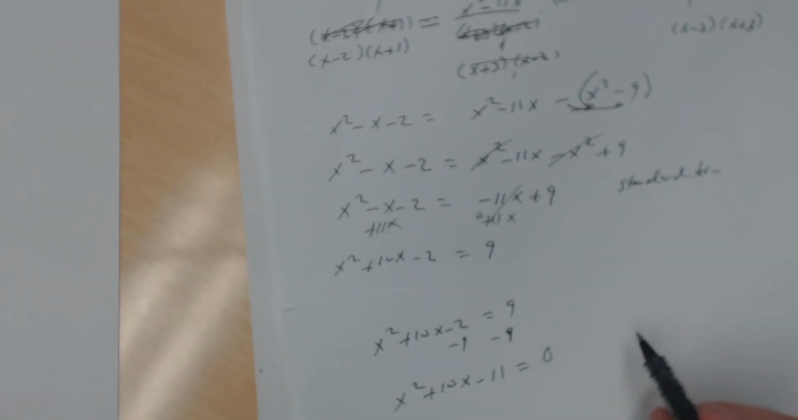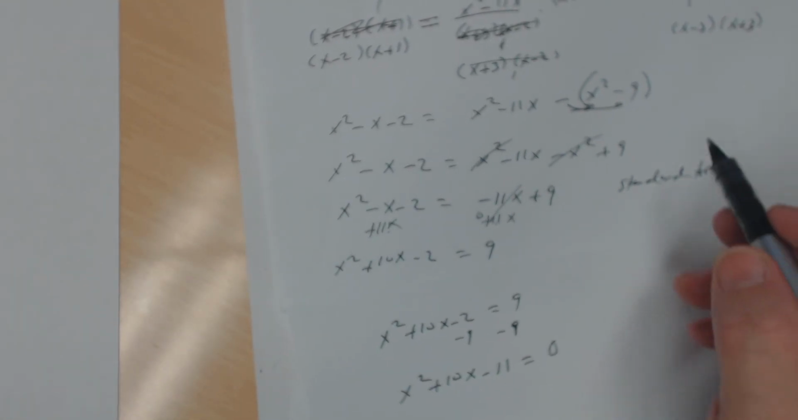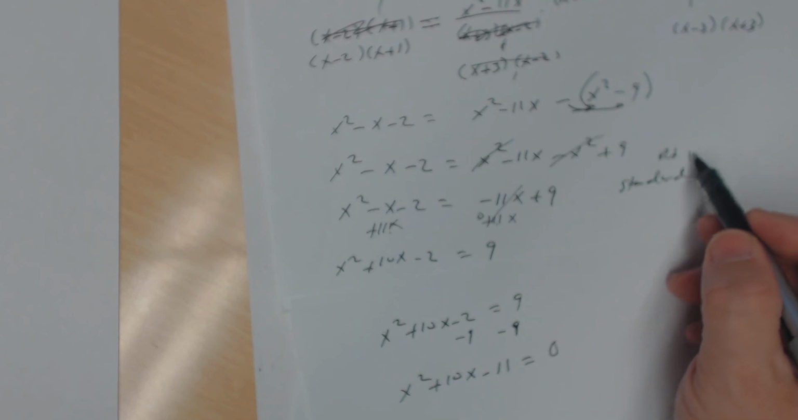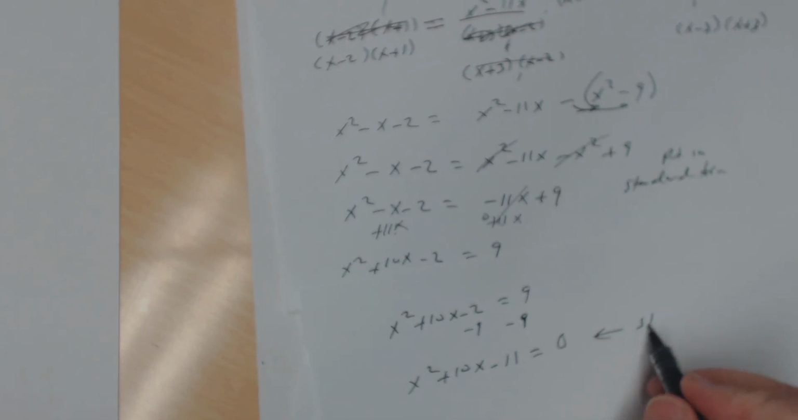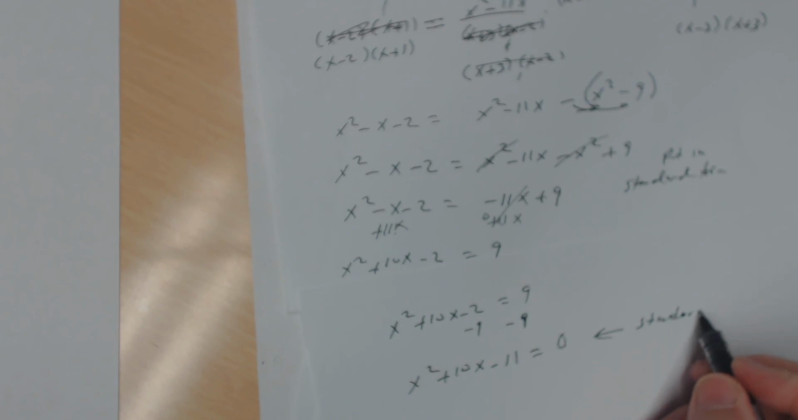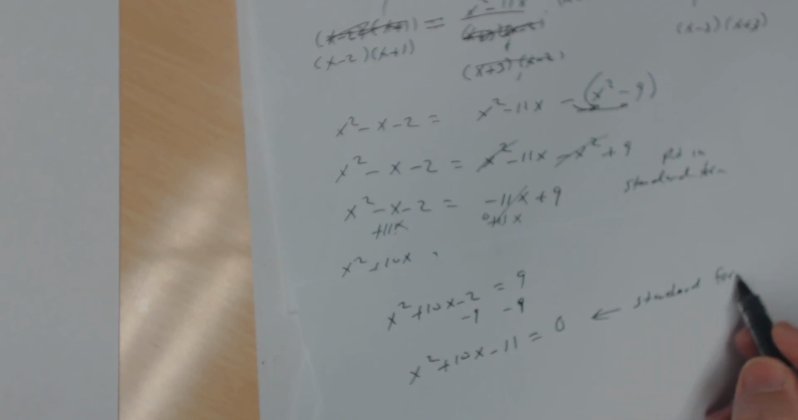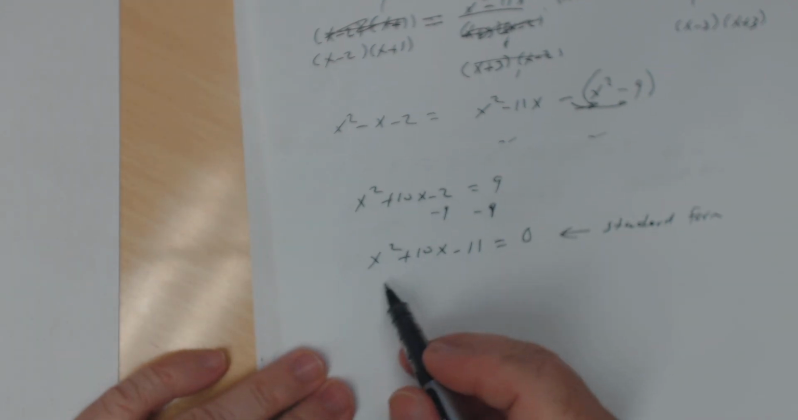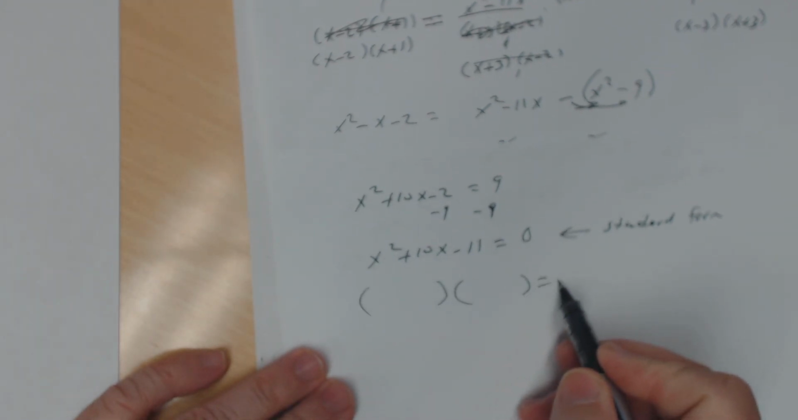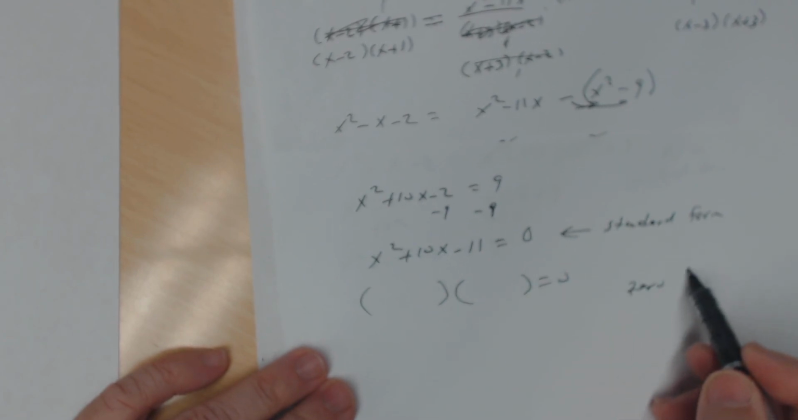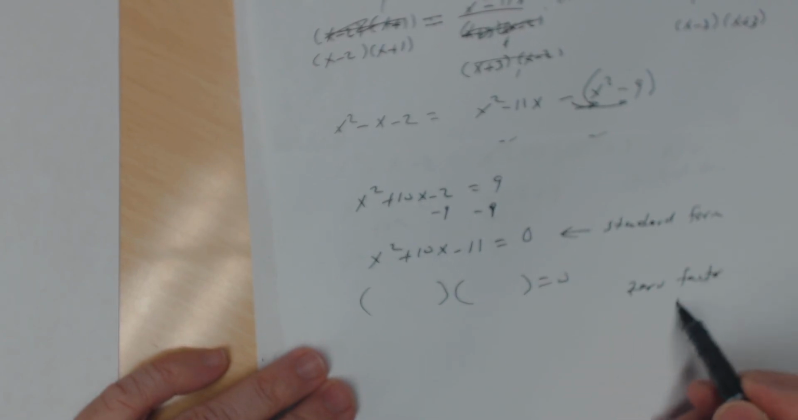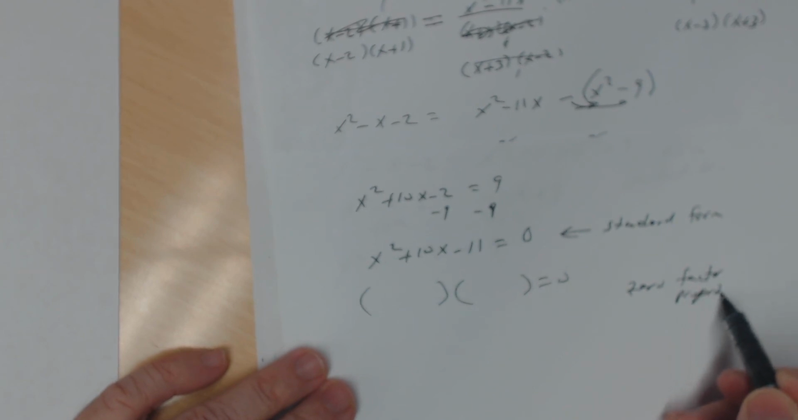So now it's in standard form. So this is in standard form. All right, once it's in standard form, you're going to factor, which you say equals 0. So now, at some point, you're going to use the zero factor property. So that's what you're going to use at some point.